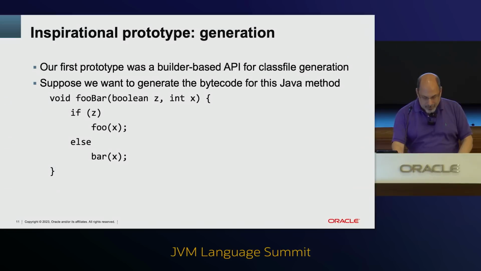So I'm going to walk through a little bit of some code examples from our first prototype, which was sort of where the inspiration came from for, okay, we could do this. So imagine we want to generate bytecode for a method. So here's a simple method, has 2 parameters. It does, if this thing is true, then call the foo method, otherwise call the bar method.